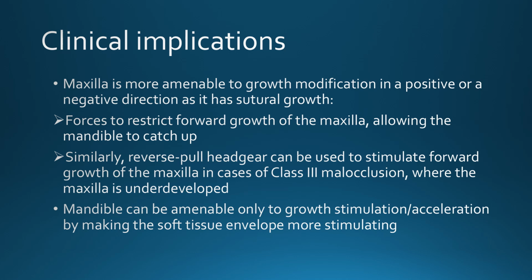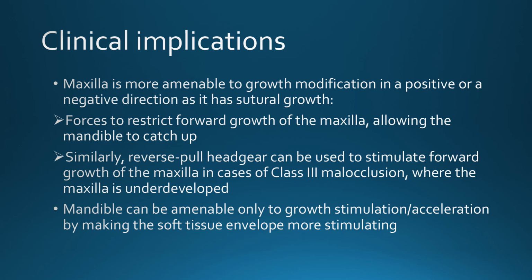So what does this mean? As the maxilla has sutures, and we know that these sutures are growth sites and not centers, these growth sites respond well to stimuli. Whether I want to stimulate the forward growth and more bony apposition at these sutures, like in the case of class 3, or I want to actually try to restrict or inhibit growth at these sutures and try to hold the maxilla back while allowing the mandible to grow forward in class 2 patients.